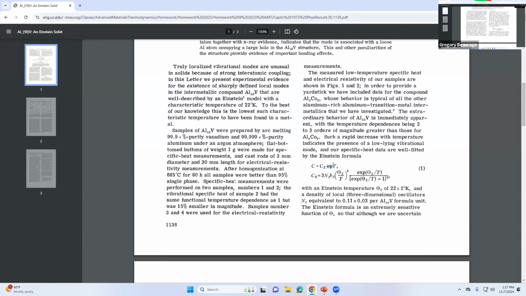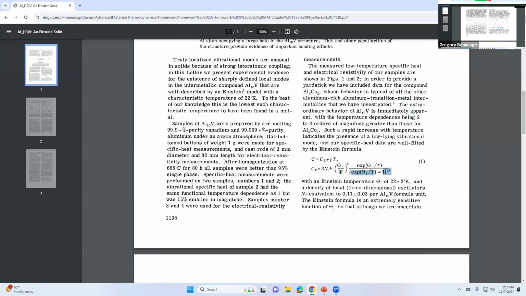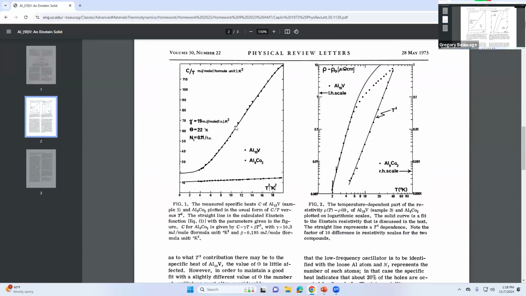That's the electronic contribution, which you can ignore at high temperature. And he says the Einstein, and this is the Einstein expression that I had in the notes, the same expression. There's the density of local oscillators, N_L, which is the number of oscillators per atomic unit of the crystal.